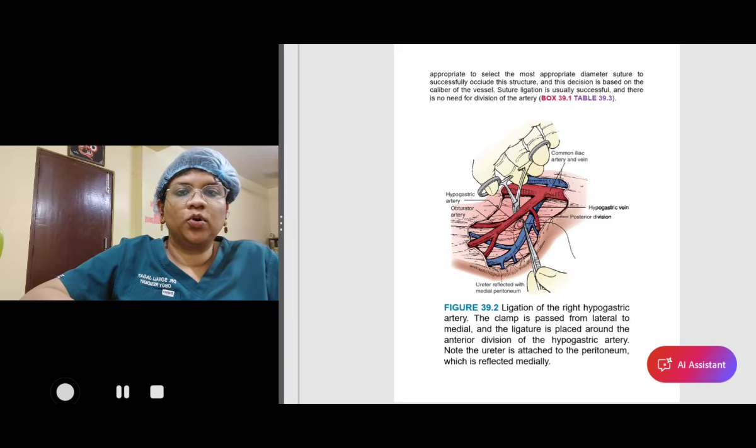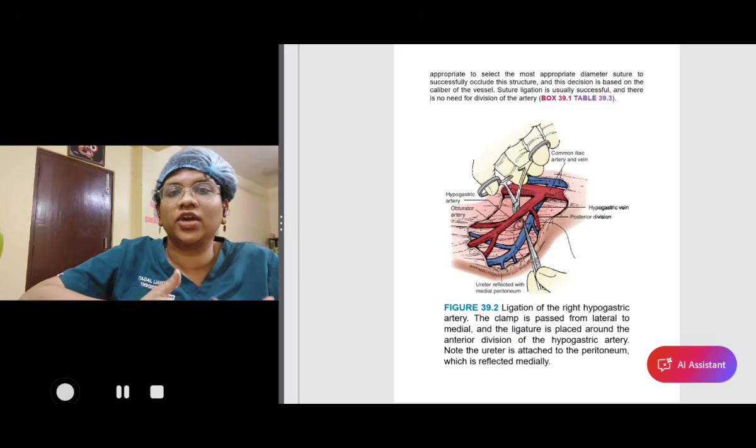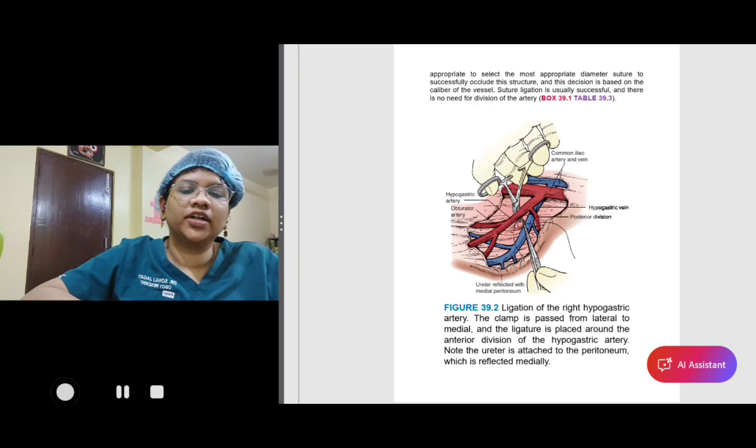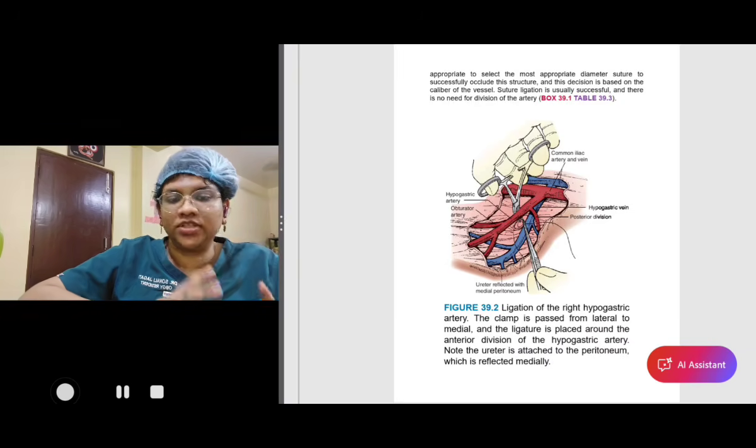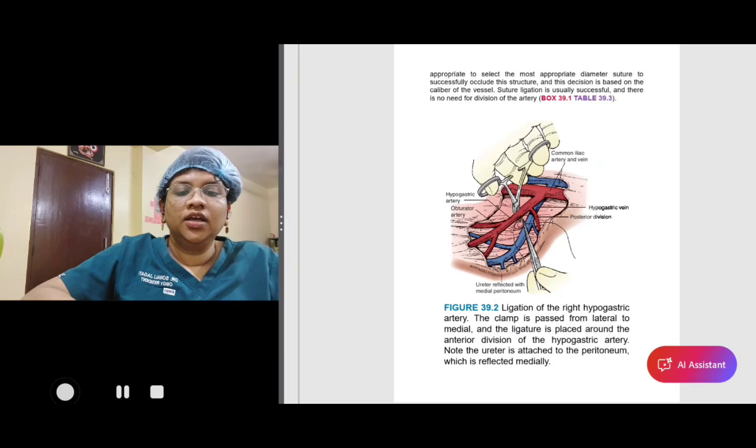Next is the very important artery which we have to know, that it gives rise to the uterine artery. So it's the anterior division of the internal iliac artery which gives rise to the uterine artery. And as we all know, the uterine artery supplies the body of the uterus and also the cervix, with branches to the upper vagina, fallopian tube, round ligament, and also supplies the ovary.